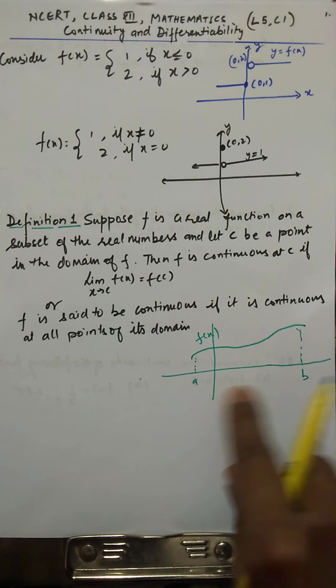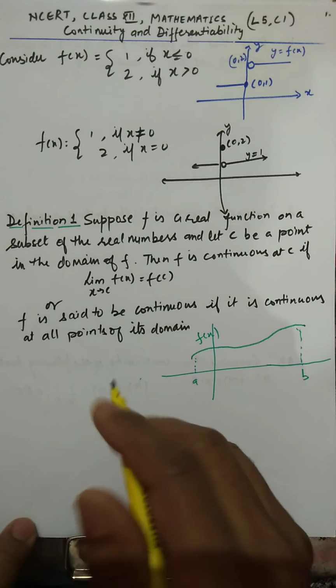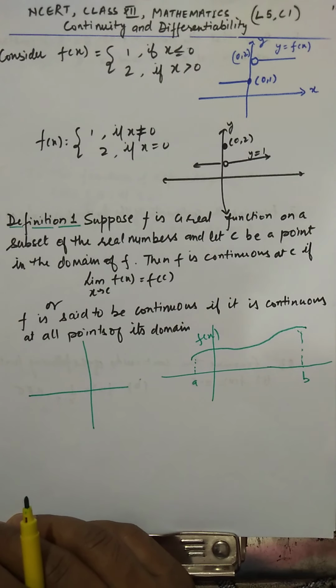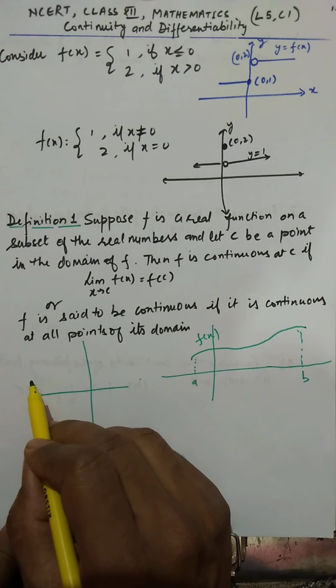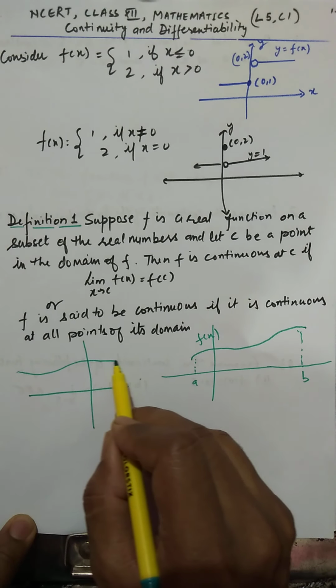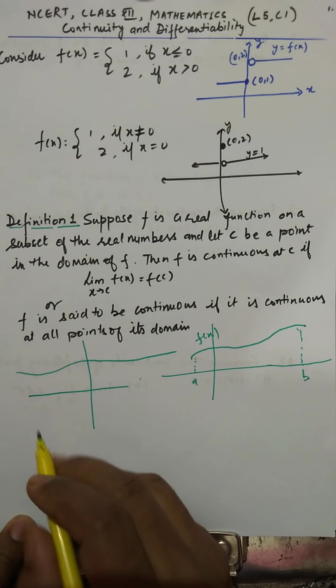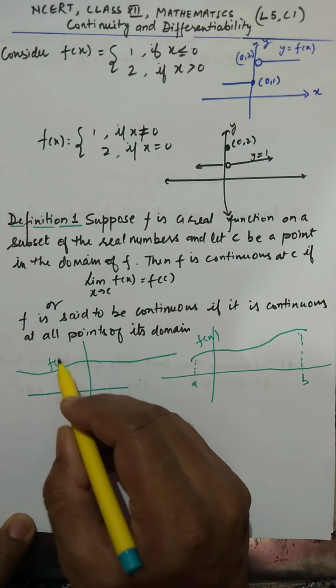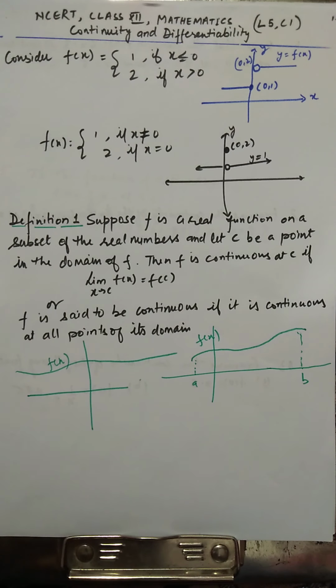and it is continuous in this interval AB. But suppose the function is defined on all real numbers, meaning the domain is the real numbers. If I am able to draw a function like this without lifting my pen from minus infinity to plus infinity, then we say this function is continuous throughout its domain, which here is the real numbers. But every function is not like this, that you can draw without lifting your pen. Sometimes you may have to lift your pen or hand so that you can draw the function.